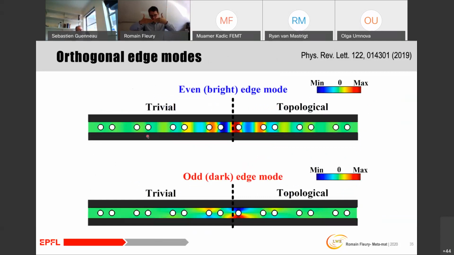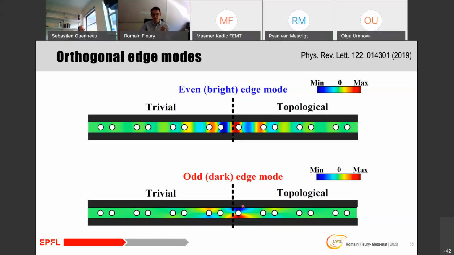So if we do an interface now between two crystals with opposite topology, we are going to have two interface states. We have one that is even, that's the bright edge mode, this one, and we have an odd edge mode, that is this one, built from these individual BIC resonances. And these are completely orthogonal to each other. It's like two subspaces, they don't talk to each other. But for having a Fano resonance, we need them to talk to each other. We need them to be a little bit coupled.